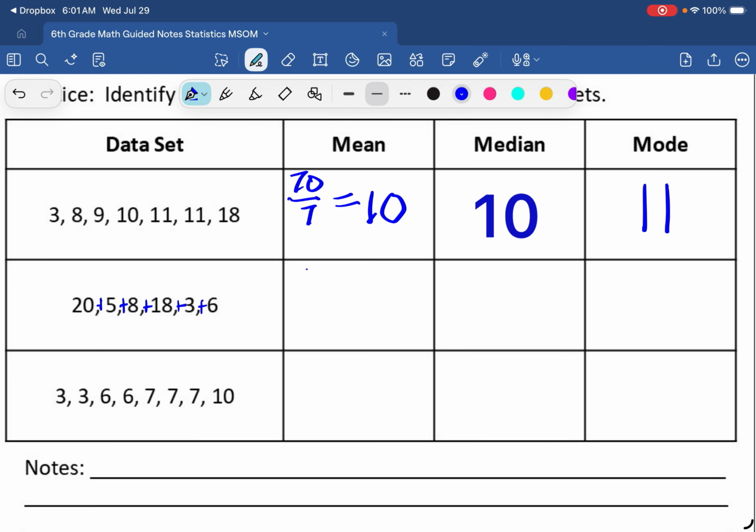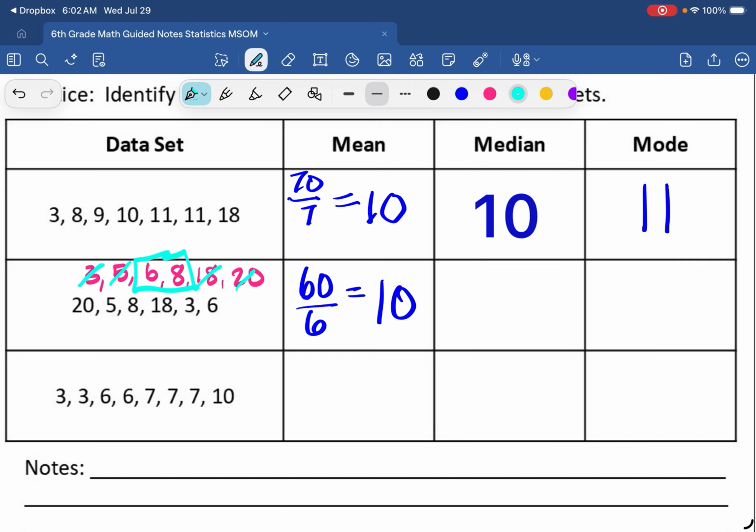My median is my middle number, but I need to have my data in numerical order, meaning smallest to largest. So let's rewrite my data set first. So 3, 5, 6, 8, 18, and 20. My middle points, after crossing out 3 and 20, 5 and 18, will be 6 and 8, but I can't have 2 medians, so I'm going to find the average of those, the arithmetic average. So 6 plus 8 divided by 2 is 7. My median is 7. And my mode is the number that repeats most often, but there's not a number that even repeats once, so there is no mode.